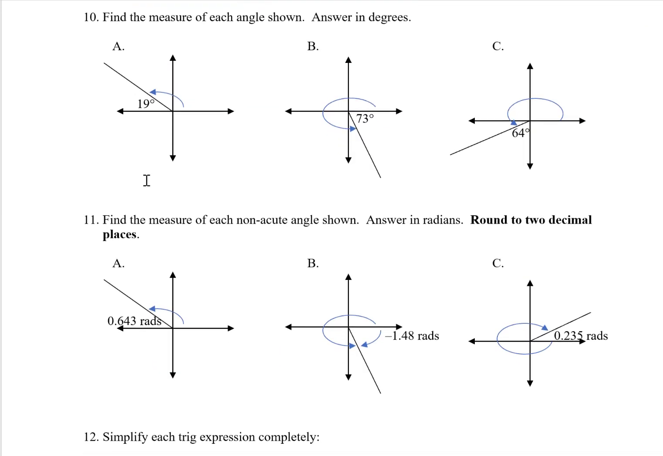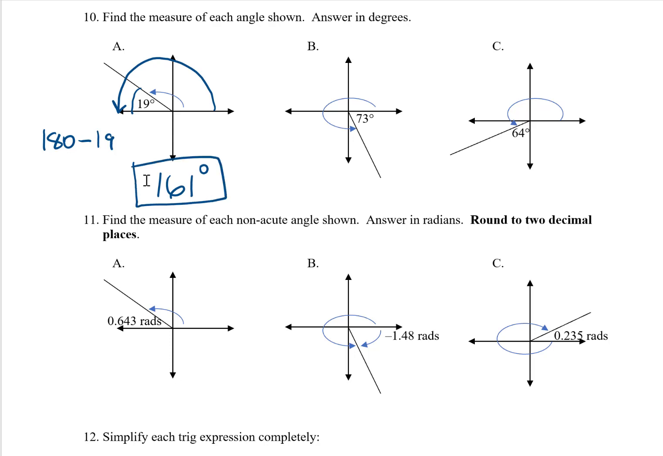Problem number 10, we want to find the measure of each angle that's been drawn in there. We're giving our answer in degrees. In the first picture, I have this little 19-degree angle here. Well, I know that this entire angle is 180, so if I just subtract 19 from 180, I'll get the angle that I want, and that turns out to be 161 degrees.